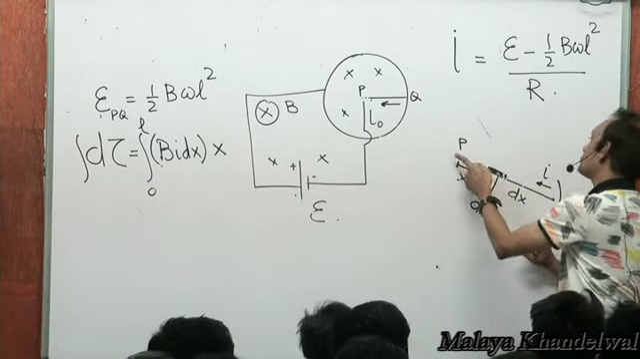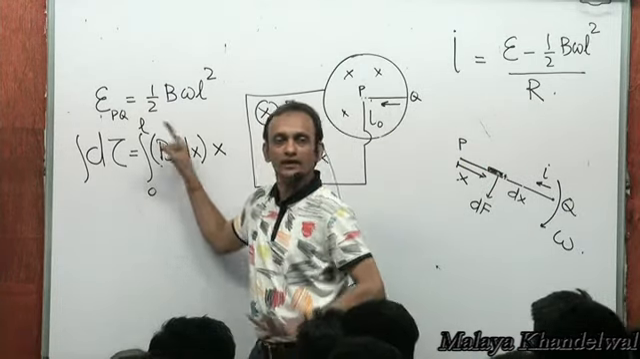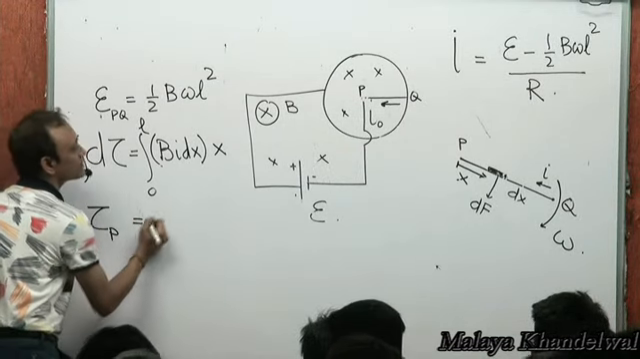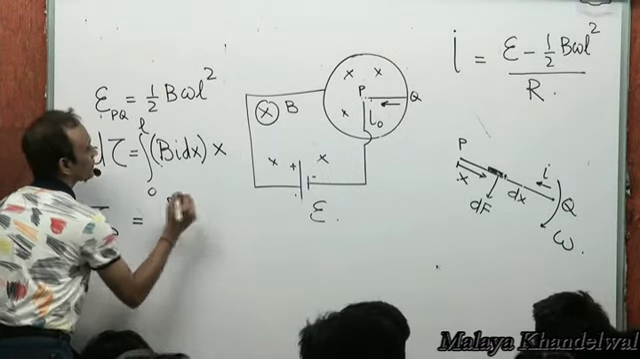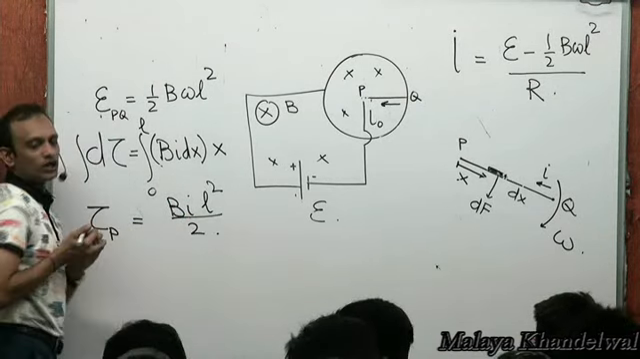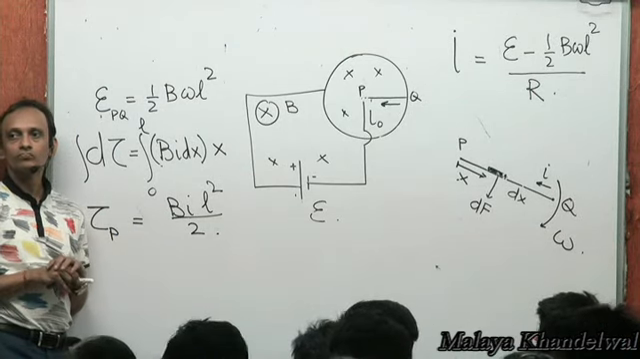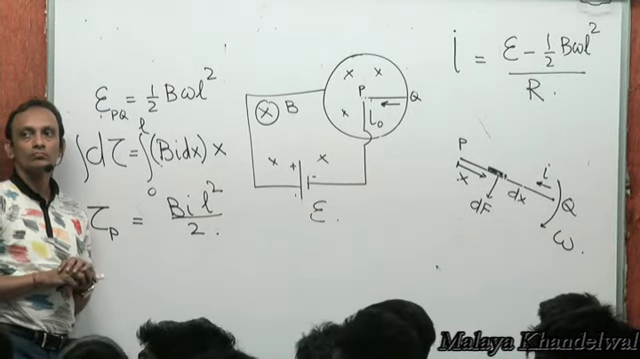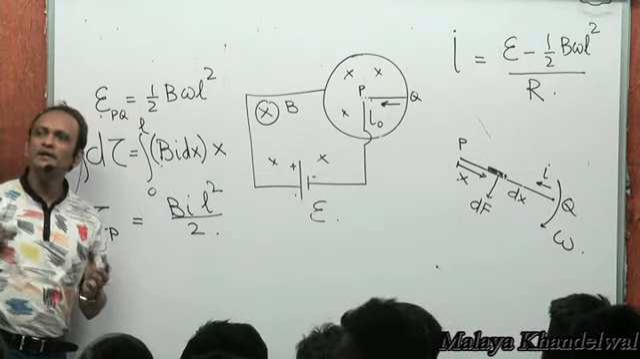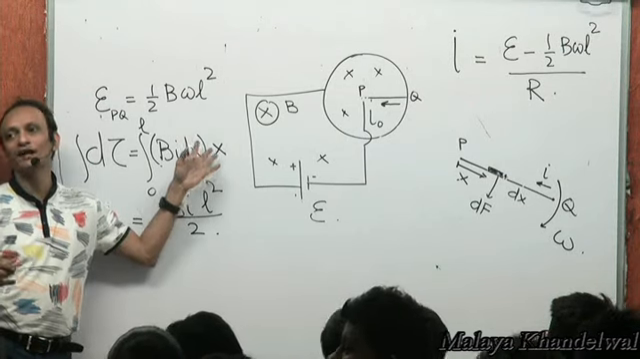The total torque about P is going to be the sum of all of this, where x runs from 0 to L. That's the net torque about P. So the net torque about P is going to be this integral, which is B i L squared by 2. That's the net torque about P, which is what I told you initially: B i L into L by 2. I wanted to justify that, so I did this calculation.